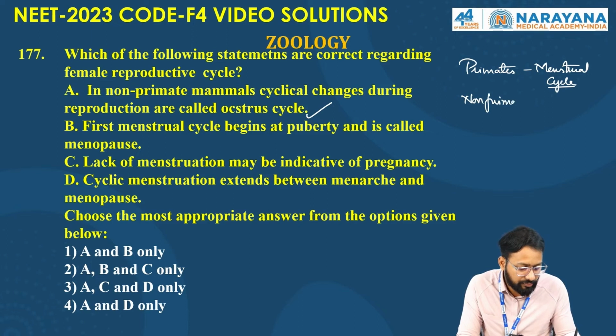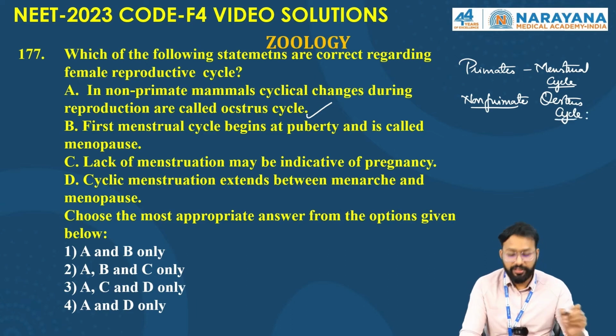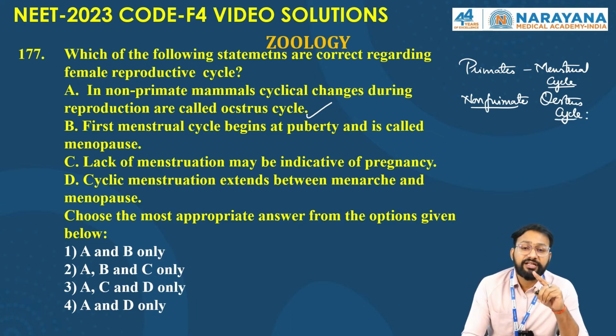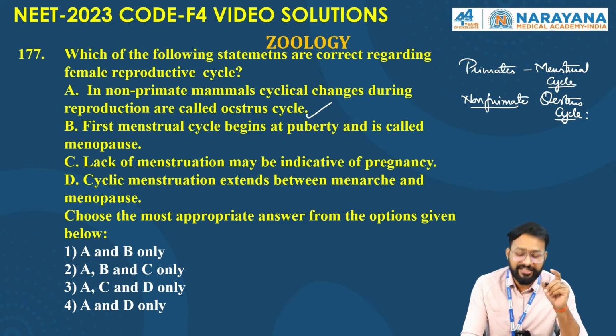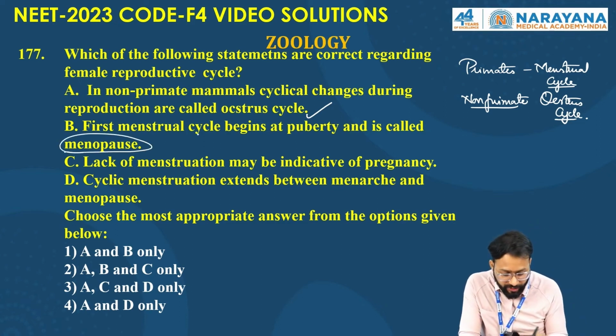Non-primate, estrous cycle. Right? The first menstrual cycle begins at puberty and it is called menopause. Not menopause, it should be menarche. So this statement is wrong.